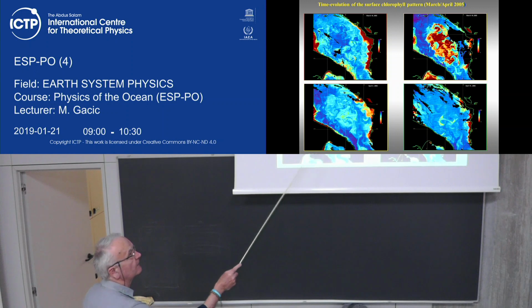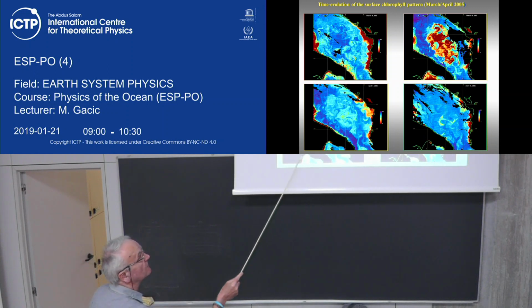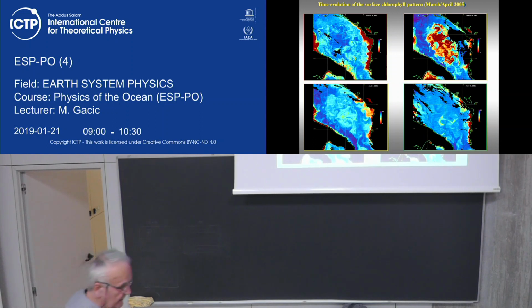Yeah, at the same time we were doing serious oceanographic measurements with high resolution from ships, so we were able to confirm that the vertical structure is what we obtained from the satellite images.